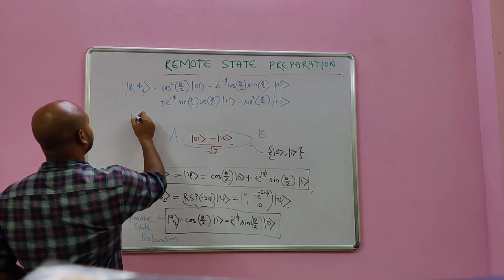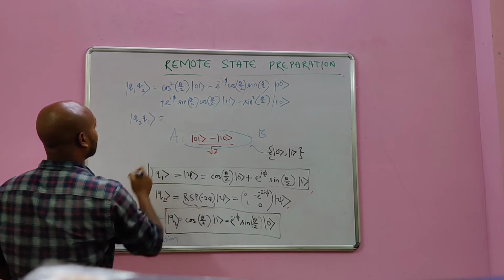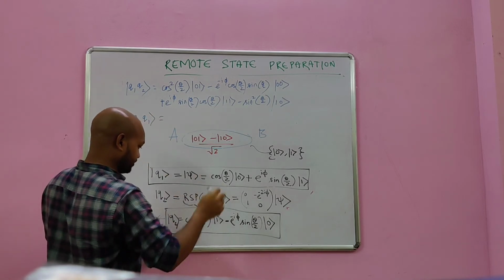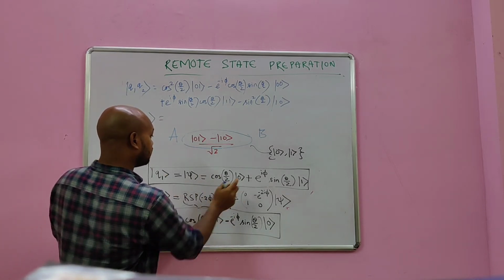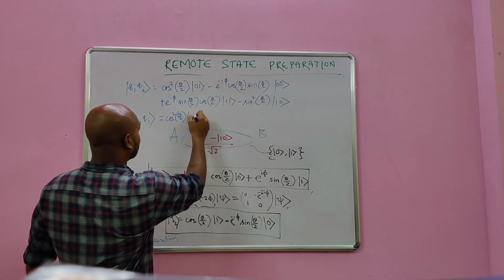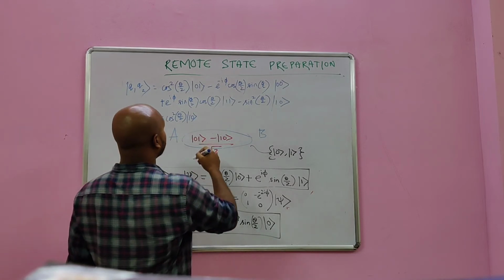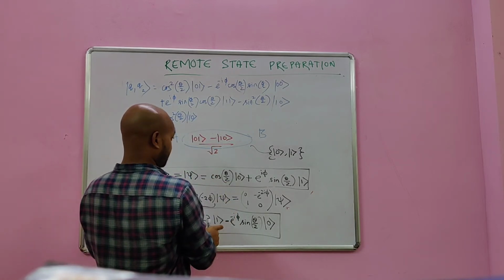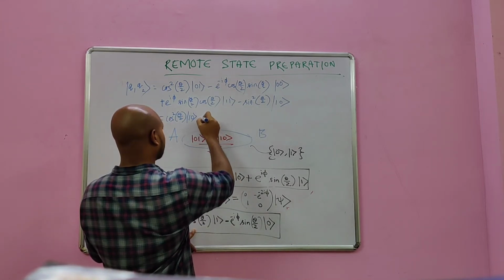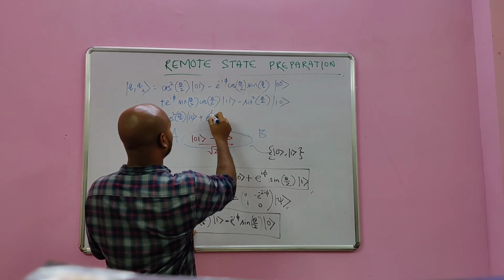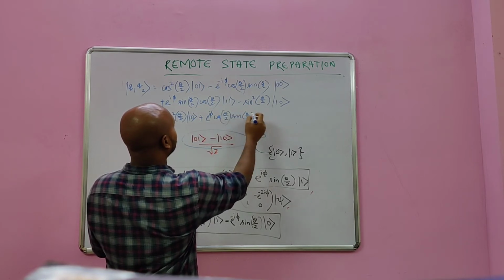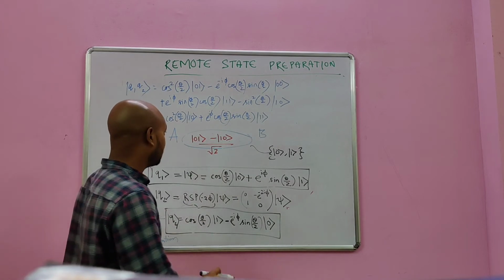Alright. Now let's see what is Q2, Q1. Let's just do it. Cos square theta by 2, 1, 0. First term. Then cos theta by 2, sin theta by 2, e power i phi, sin theta by 2, cos theta by 2, 1, 1. Plus e power i phi, cos theta by 2, sin theta by 2, 1, 1.